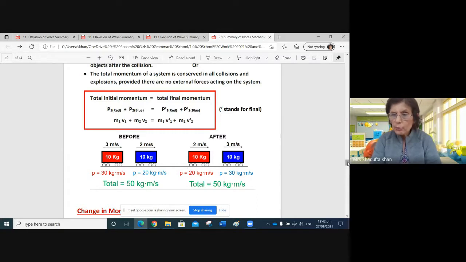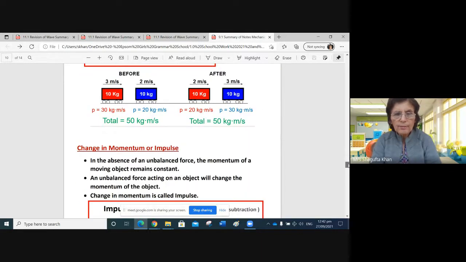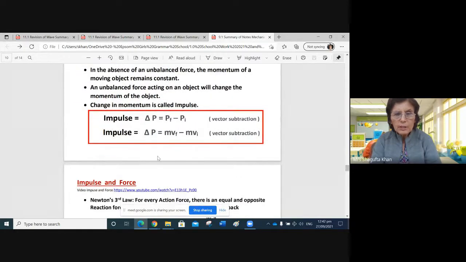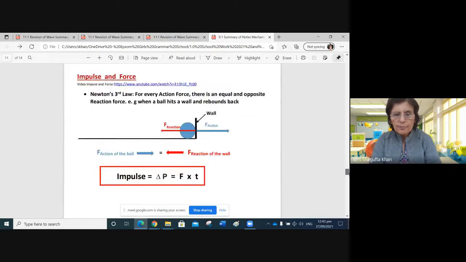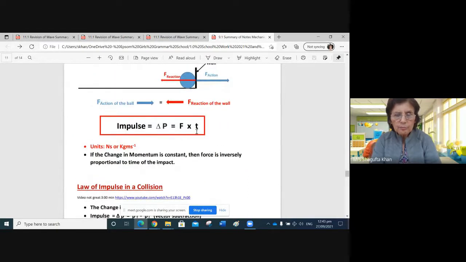And so that's the rule: the change in momentum of two objects is equal and opposite. And what's the reason for that? Now, change in momentum is called impulse. Delta P is V final minus V initial. And how much will be the force during that impact? Now, impulse is force times time. So if the time of the impact is given and we know the change in momentum, we can calculate the force.